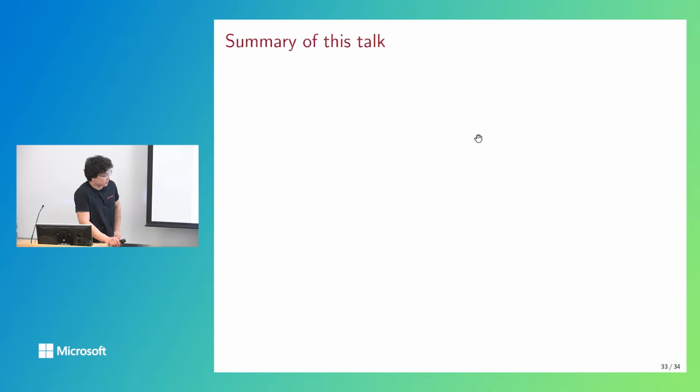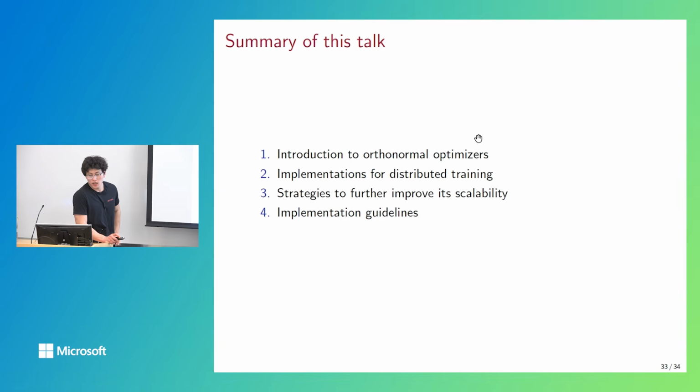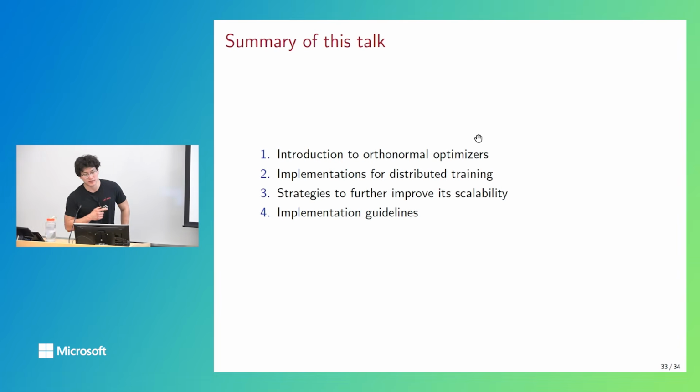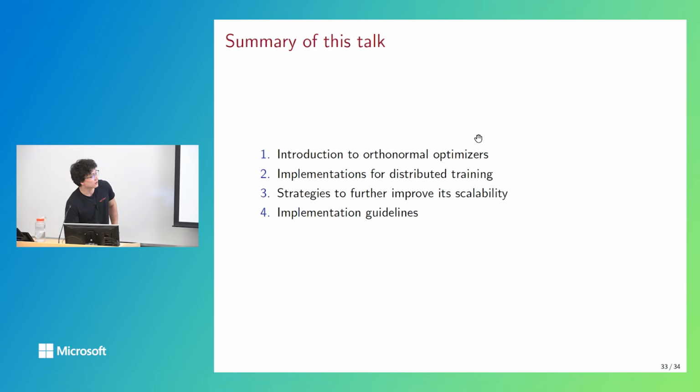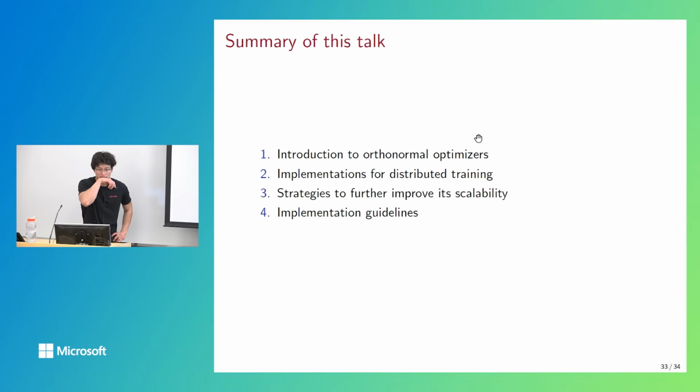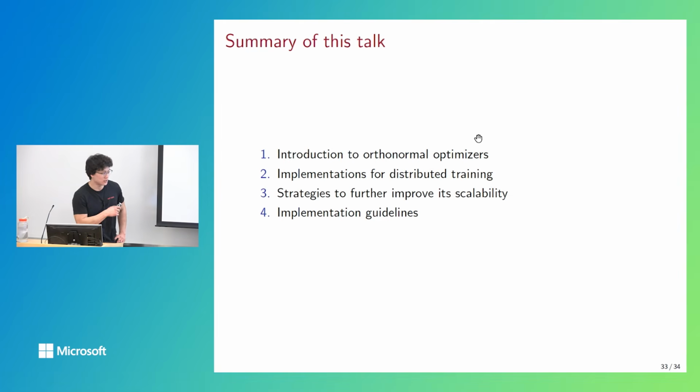So I'd like to wrap up with some summary. I talked about the theoretical principle of how orthonormal optimizers are designed and the practical benefits of them, and then talked about how these, because they're different from AdamW's element-wise operation, are implemented for the distributed training setting, and then discussed strategies to further improve its scalability, where I talked about our approach called D-on-2. And then I discussed the guidelines for incorporating these new optimizers into your code base.